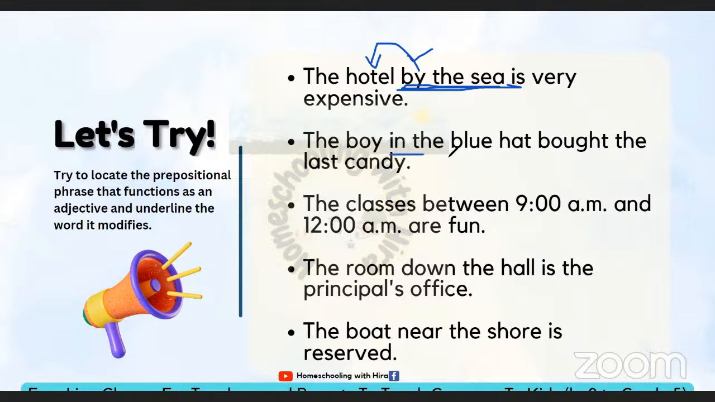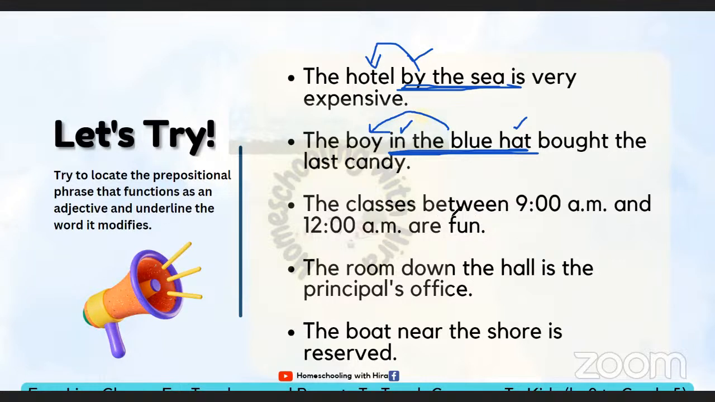The boy in the blue hat. In the blue hat. This is an adjectival phrase beginning with a preposition, ending at a noun or pronoun, and it is giving us information about the boy. So this prepositional phrase will change into an adjectival phrase.